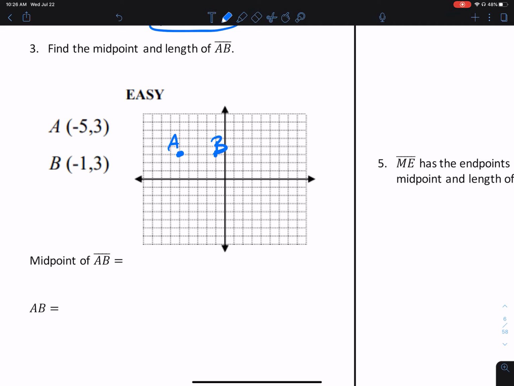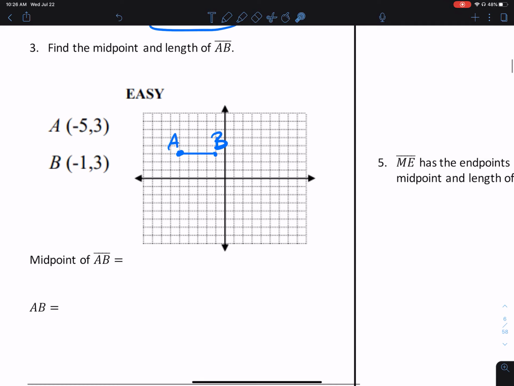Now, if you're lucky enough, that's why this is an easy problem, that your segment is vertical or horizontal, and you want to find the midpoint or the length, you just count spaces. Let's not get crazy. Let's do the length first. The length from A to B. Start at 0, 1, 2, 3, 4. Well, the length of AB is 4. There's really no work to even show.